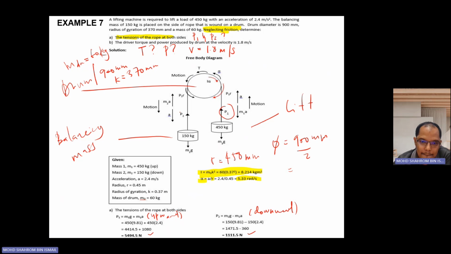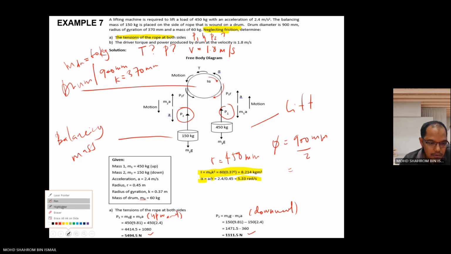This one P1 and P2. You solve it throughout the linear motion equations. So you manage to get the answer, to get the result. Therefore, example 1A is done.